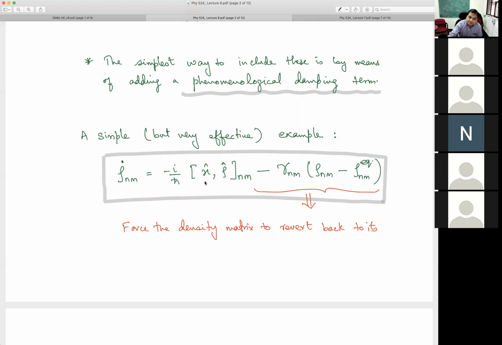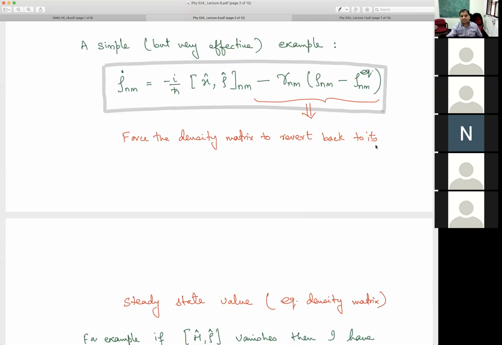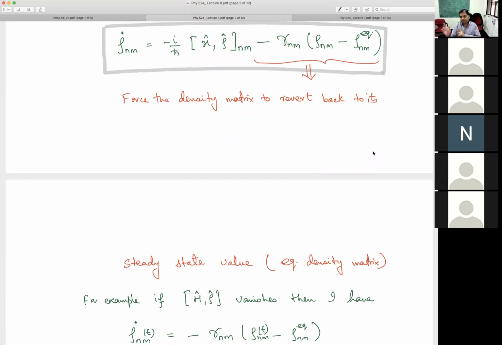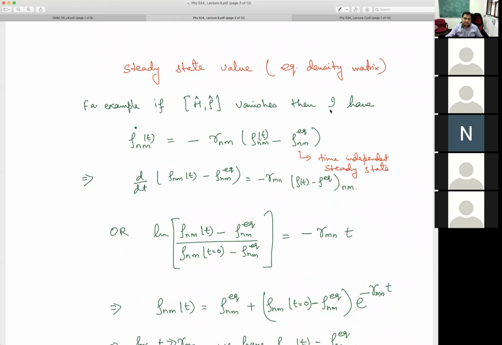So for example, if gamma is greater than 0, a fixed number, as I will show later, then rho dot can be 0 only when this term becomes 0. So rho nm will have to become equal to rho nm equilibrium. This term just forces the density matrix to revert back to its steady state value in the absence of interactions, which we will call the equilibrium density matrix. And now to get a feel of this term, let's proceed a bit further.